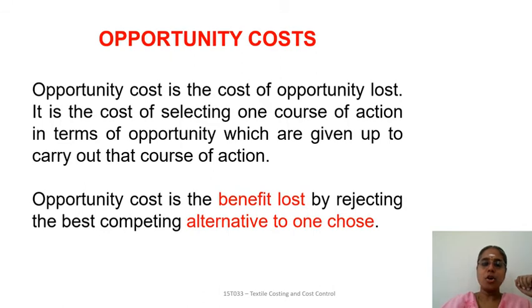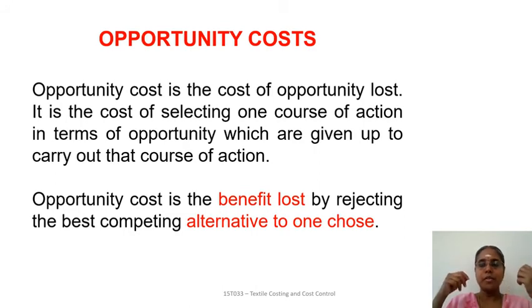Then next is opportunity cost. You should find at some point whether you are going in the right path, or what are the opportunities that you had lost instead of going for this selection of one course of action.